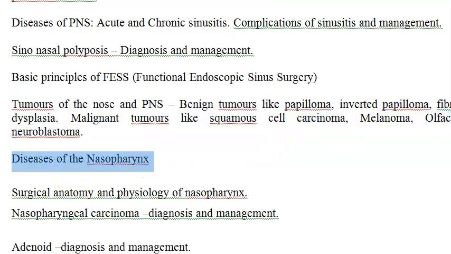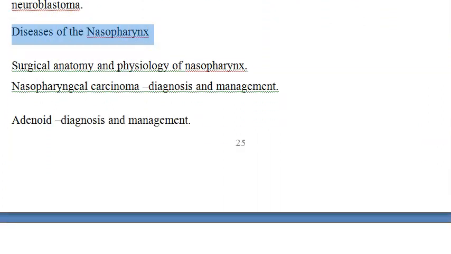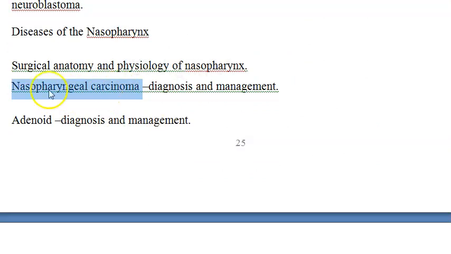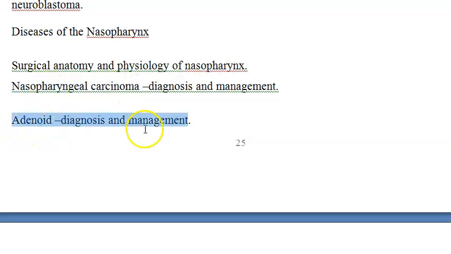Nasopharynx. So we're moving on to the nasopharynx here. So anatomy, physiology, of course. Then what do you have? Nasopharyngeal carcinoma. This is important. This happens in the fossa of Rosenmuller. Then adenoid, how will you diagnose, manage adenoiditis?